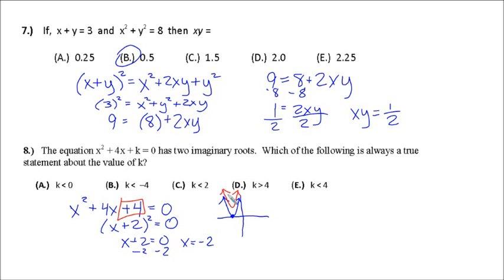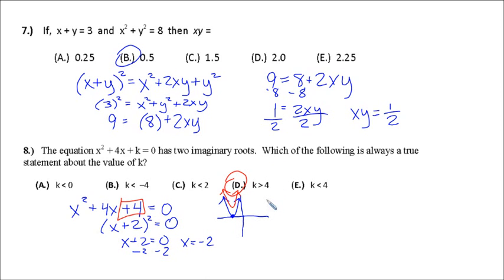So from a graphing standpoint, what we notice is the value of k has to be greater than 4. It has to be greater than 4 for the graph to never cross the x-axis, meaning it has 2 imaginary roots.